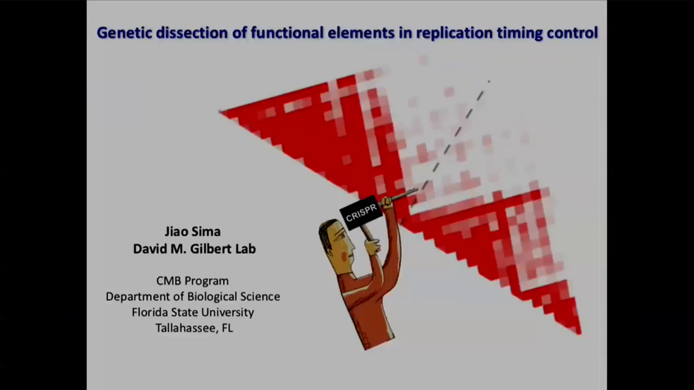Today I'm going to talk about using deletions, inversions, and transplantations to identify cis-elements that are involved in replication timing control.